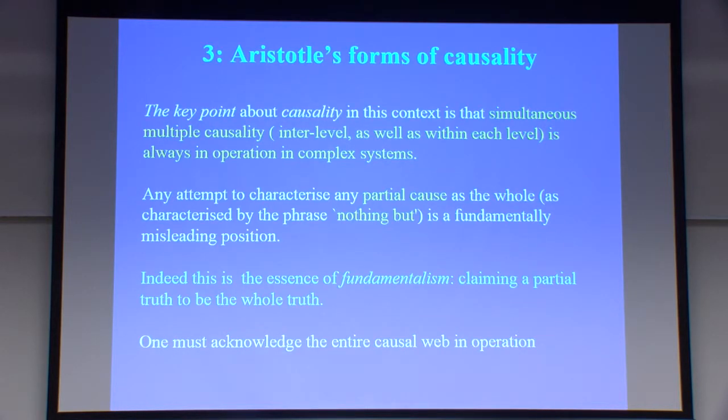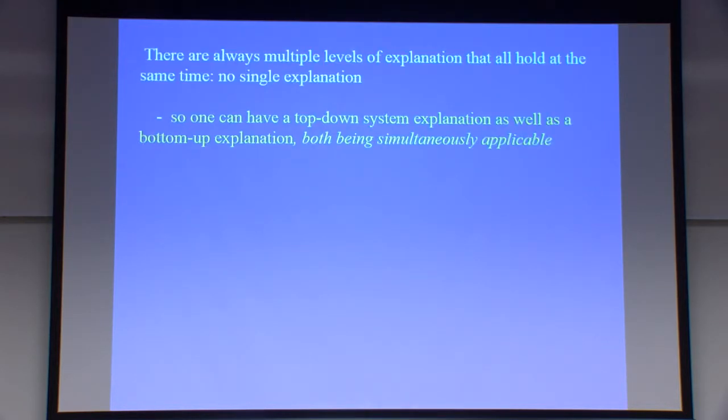Aristotle's form of causalities. The key point about causality is that simultaneous multiple level causality, interlevel as well as within each level, is always in operation in complex systems. Any attempt to characterize any partial cause as the whole is characterized by that famous phrase, "nothing but," as a fundamentally misleading position. Indeed, this is the essence of fundamentalism, which is claiming a partial truth to be the whole truth. But one must acknowledge the whole web of causality to be in operation.